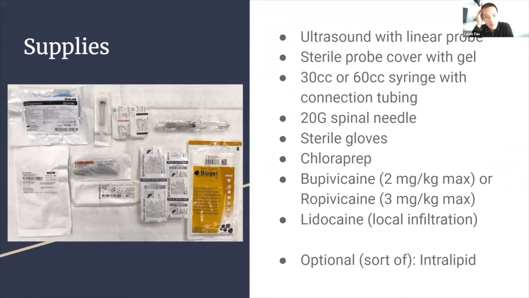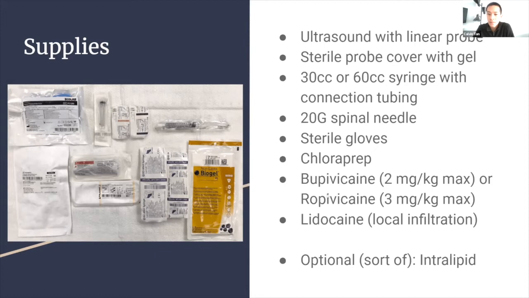So this is a little bit intimidating looking at all these things laid out, but it's actually quite straightforward. It is a sterile procedure, so as Dr. Bond would love you to do, please get a sterile probe cover and put it over the ultrasound machine. You're going to use your linear probe. You're going to need a large syringe that can be attached with a luer lock, so either 30 or 60 cc's with the appropriate connection tubing. You'll also need a 20 gauge spinal needle or something similar that can reach into the space, sterile gloves, ChlorPrep, and then whatever anesthetic you're planning on choosing. In this case, we usually use bupivacaine because it's what we're more familiar with in the emergency department.